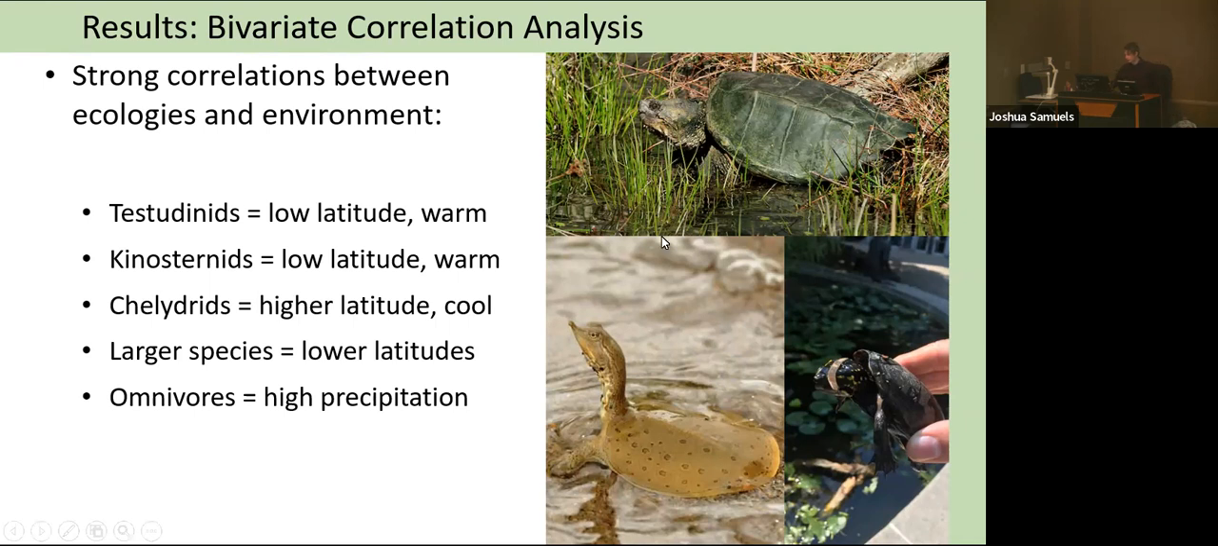And I found it interesting that softshell turtles, like this guy here, they didn't have any strong correlations with environmental parameters, like temperature and precipitation. My interpretation of that is that they're likely more controlled by the presence of lotic environments. They really like rivers. So that's probably really what's driving them.